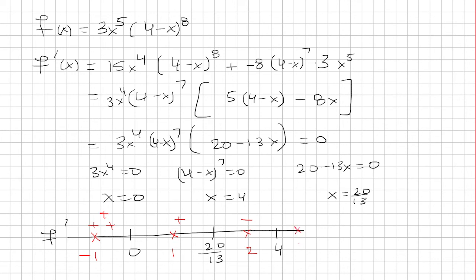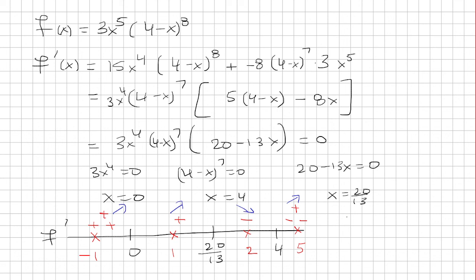And then we can try, let's say, 5. 4 minus 5, that's negative. And then 20 minus 13 times 5, that's also negative. Negative times a negative is positive. So if the derivative is positive, it means f is increasing. If it's negative, f is decreasing.